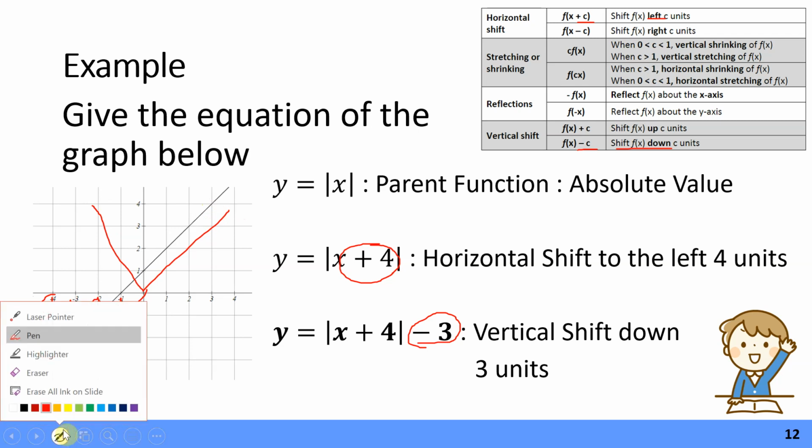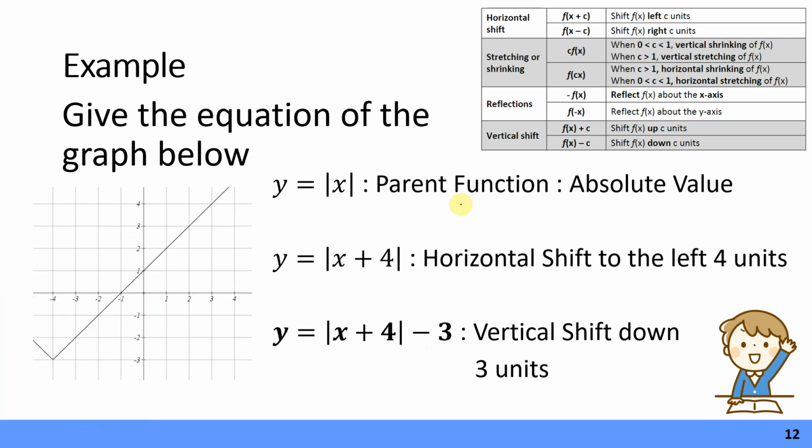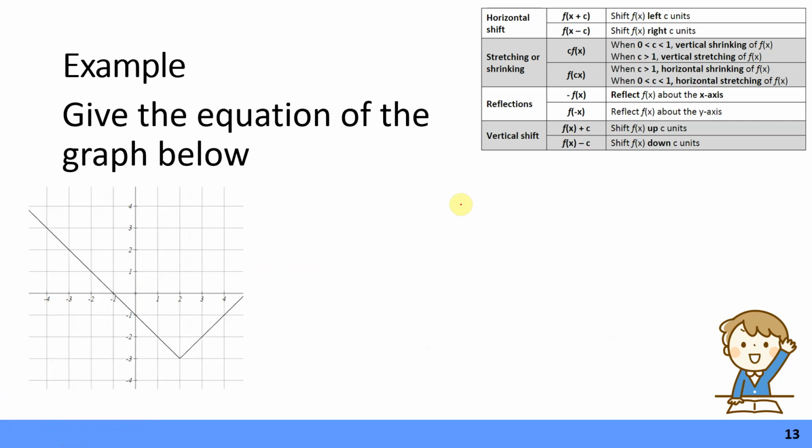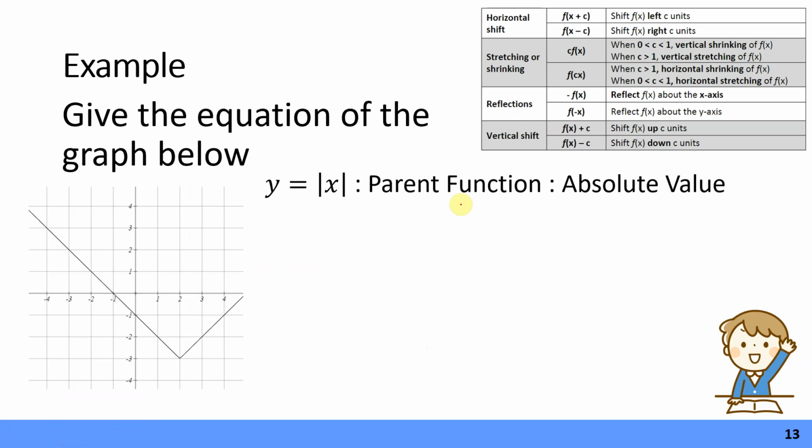So I don't think it was that bad, right? But if you're still a little stuck, let's go ahead and try one more. So let's try this one. Just like the last one, what's the parent function of this one? Yes, right? So the parent function is still the absolute value, and I'm going to go ahead and draw the original one. The original parent function starts here. What do I do to the original one so it ends up being here?